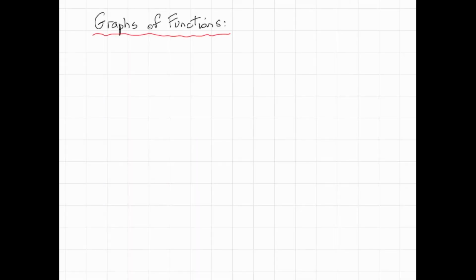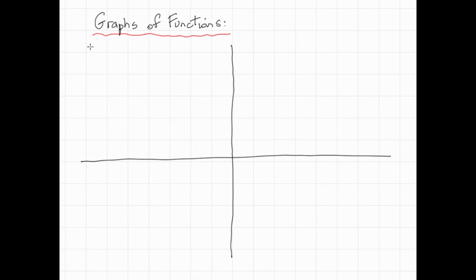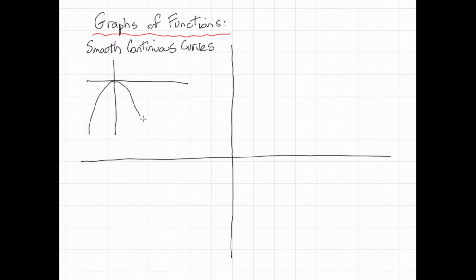When we look at the graphs of functions, we can place all graphs into 4 categories. And the first one is the category smooth continuous curves. There are lots of these. So that's the first category. An example will be a curve that maybe looks something a bit like that.